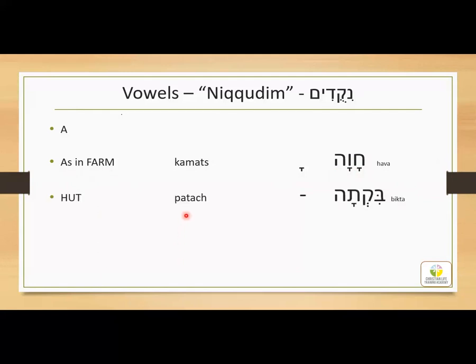Hat. We use the patach, which is a shortened A, and it is bikta. A hat is a bikta. B, I, K, T, A. Bikta. All right. And garden, the chataf patach.